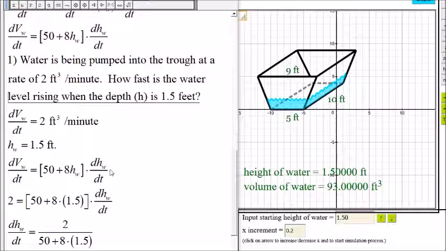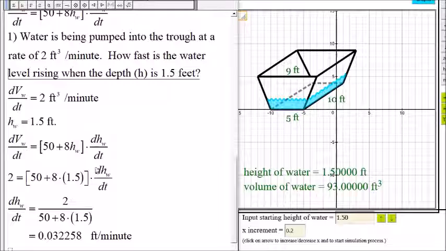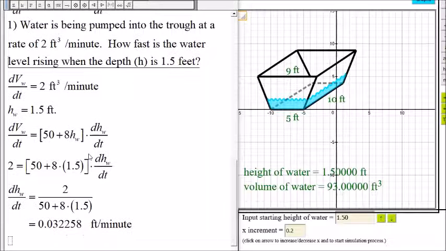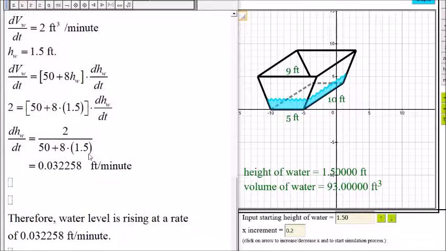We're looking for the rate of change of h with respect to time. And so this is our equation right here. The rate of change of the volume of water is 2, and then h is 1.5. And then to solve for dh/dt, it'll be 2 divided by all of this. And it'll come out to be 0.032258. And therefore, the water level is rising at a rate of 0.032258 foot per minute.